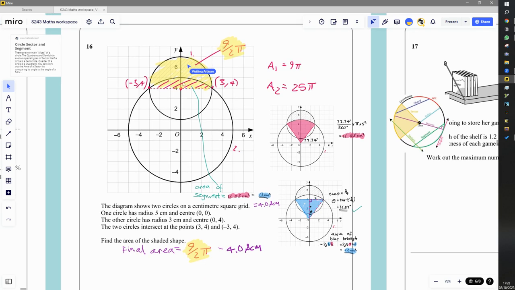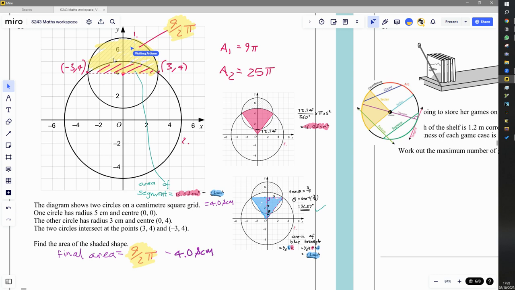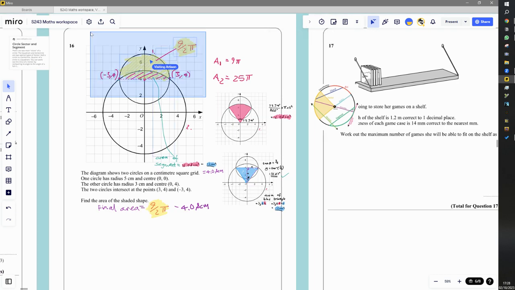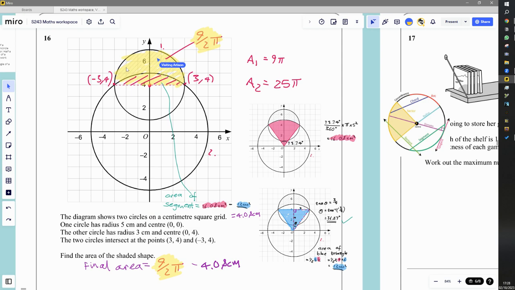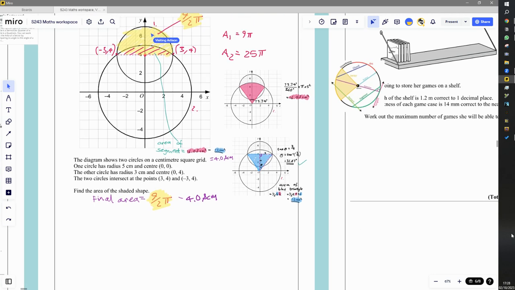So we've got the area of the little semicircle, and the area of the segment. And then this original shaded area, if you remember. So if I just delete that bit there, we can see the area of that segment. I don't know what you would call that shape, but the area of that shape there is the semicircle minus the segment. So we've got the area of the segment, and now we've got the area of the semicircle. We'll just do 9 over 2 pi minus 4.08, and that will give us the final area.